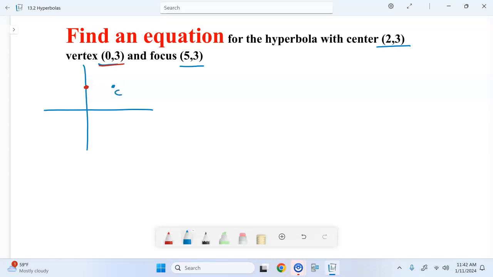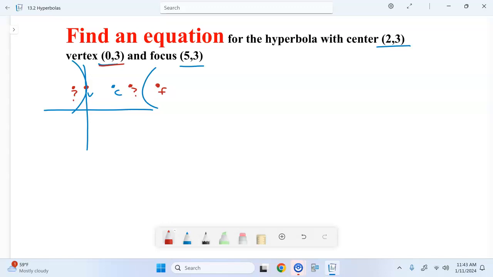So if we have center and vertex, which direction does our hyperbola open? Side to side. This way and this way. They also give us the focus 5, 3. That's in the opposite direction. So we have another vertex here that we don't know, and another focus over here that we don't know, but we don't need them. We just need a vertex and a focus.